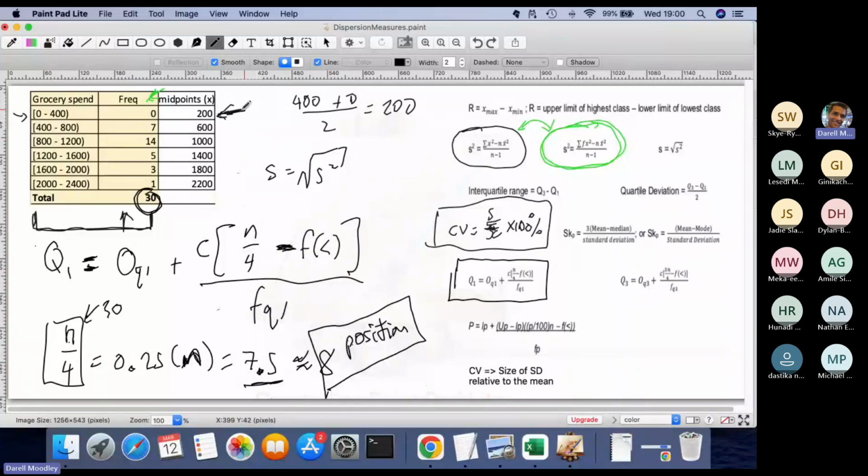So the 8th person will definitely not be here in the first row because there's nobody there. He won't be in the second one because going from here to here, there's only 7 people in total, so you can't have the 8th person there. But when you get to the third bin, you have 21 people because 0 plus 7 plus 14 is 21. So that Q1 has to be in this interval. It's very important you know how to find that interval. So the Q1 or the first quartile person is positioned in this interval. Does that make sense before I move on? It's exactly the same as how we did it for the median last week.